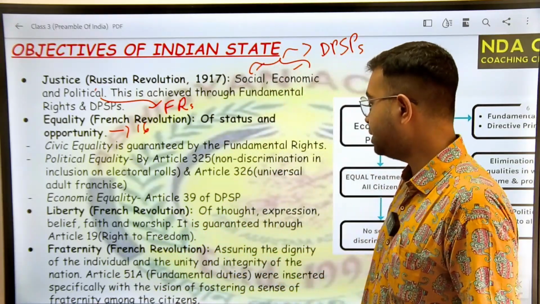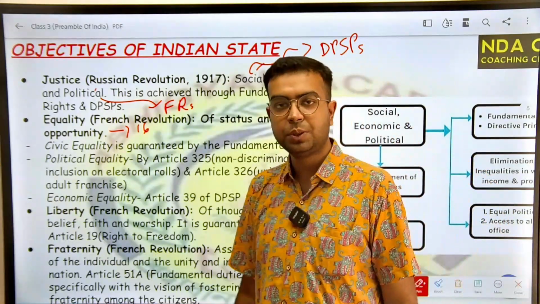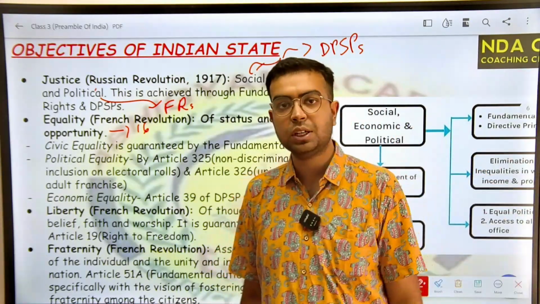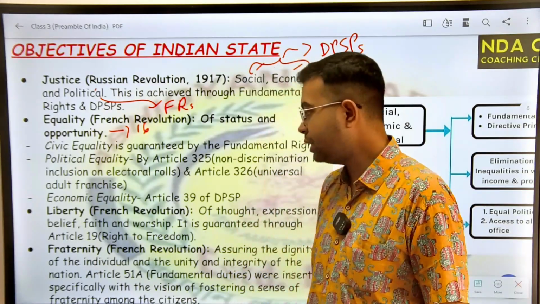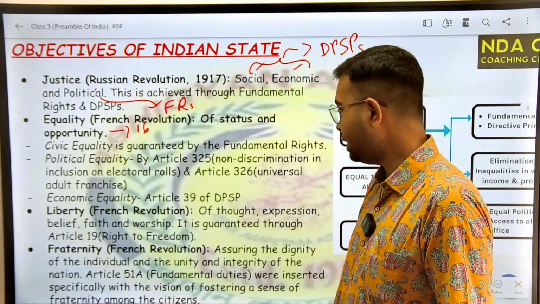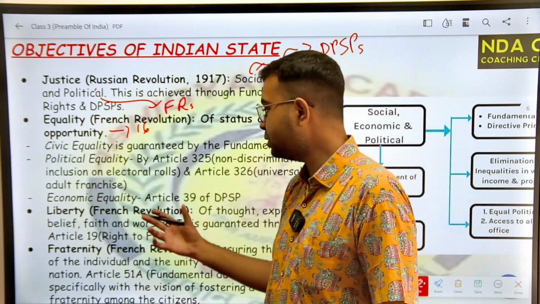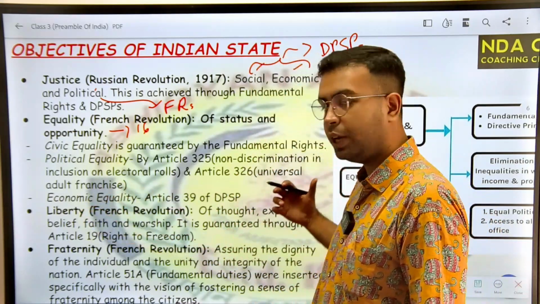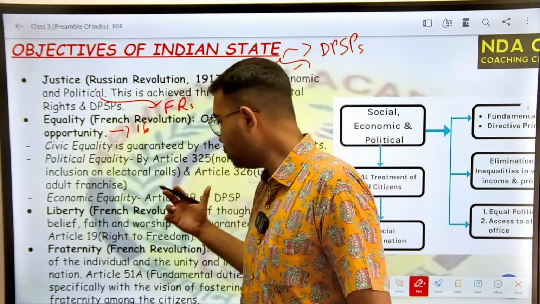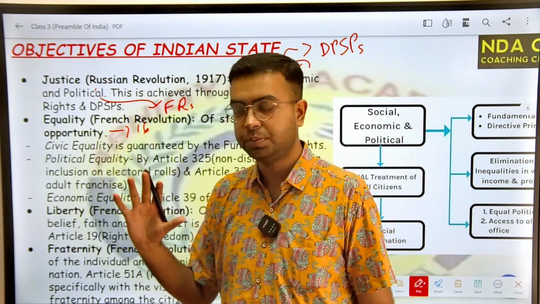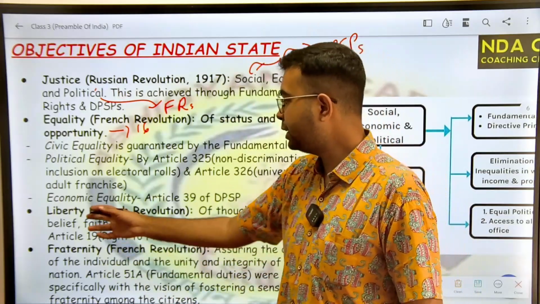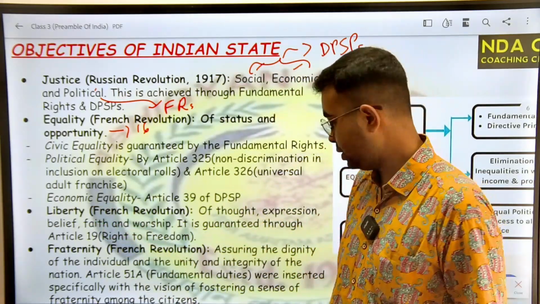Because there are also reasonable restrictions. Liberty of expression does not mean that you will go out on the streets and start abusing someone or beating up someone. That is illegal in nature. There are certain reasonable restrictions on that. But other than that, every person should have the liberty to think, to express their feelings, and to have faith and worship whatever God they wish to worship.